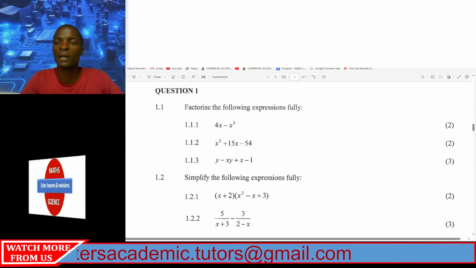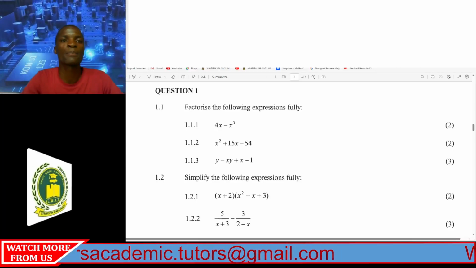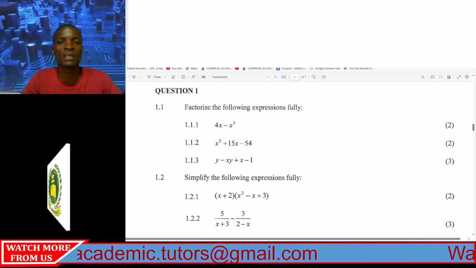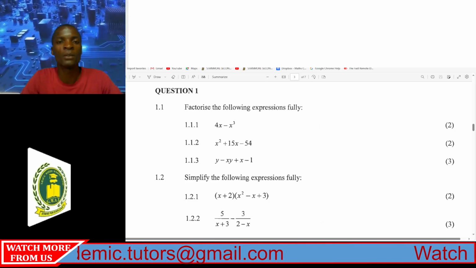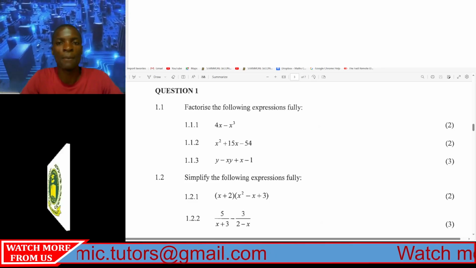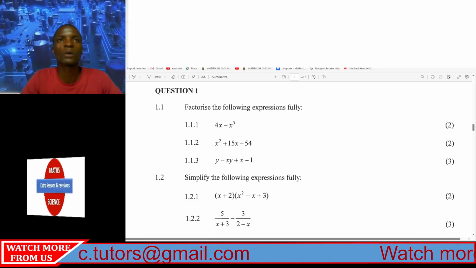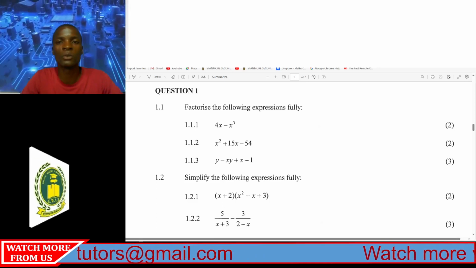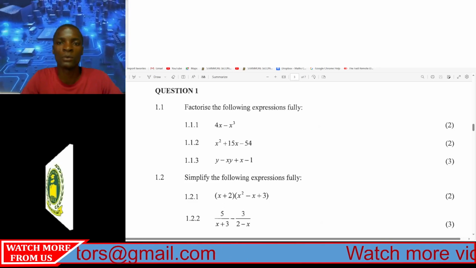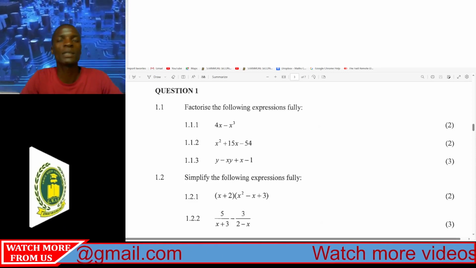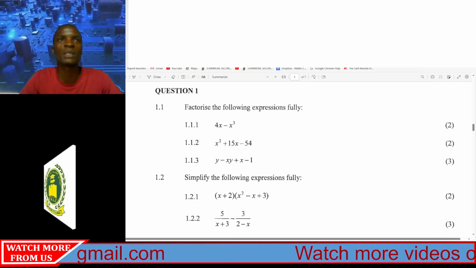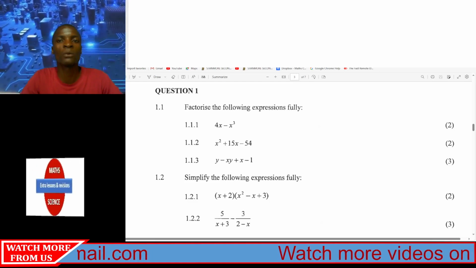Okay, so the question I have here, I adapted it from the National Senior Certificate, Republic of South Africa, November 2018, paper 1, grade 10. So the questions that we are going to do here will be helpful to those who are doing ordinary level, form 3 and 4 also. So let us quickly jump into the question and see how we do it.